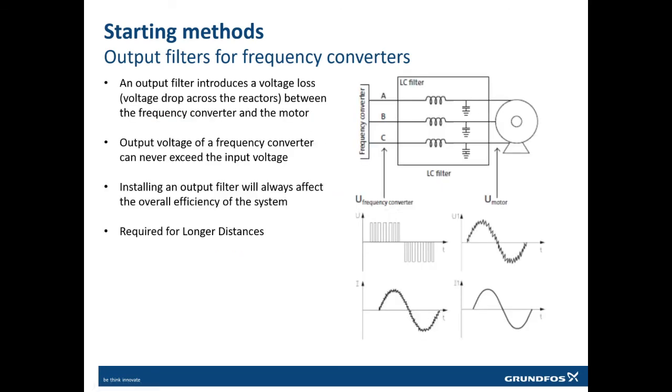What these filters do is that you give this input to the filter, and it gives a very smooth output. They are du/dt filters or sine wave filters. So there are two kinds of filters to do this.